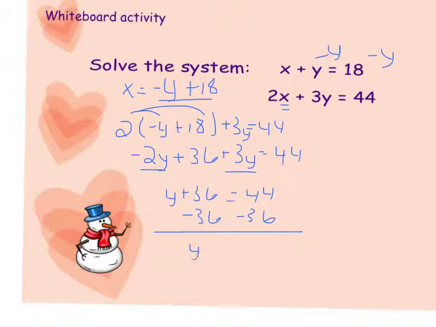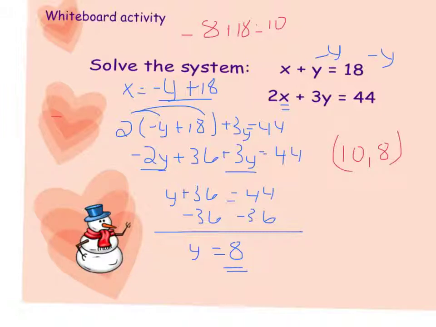So y equals 8. And then we have to take this, plug it back in up here, so now I have negative, I'll do it up here, negative 8 plus 18 equals 10. So remember, our solution to a system, unless it is a special system, is that ordered pair, 10, 8. We need to check it though.